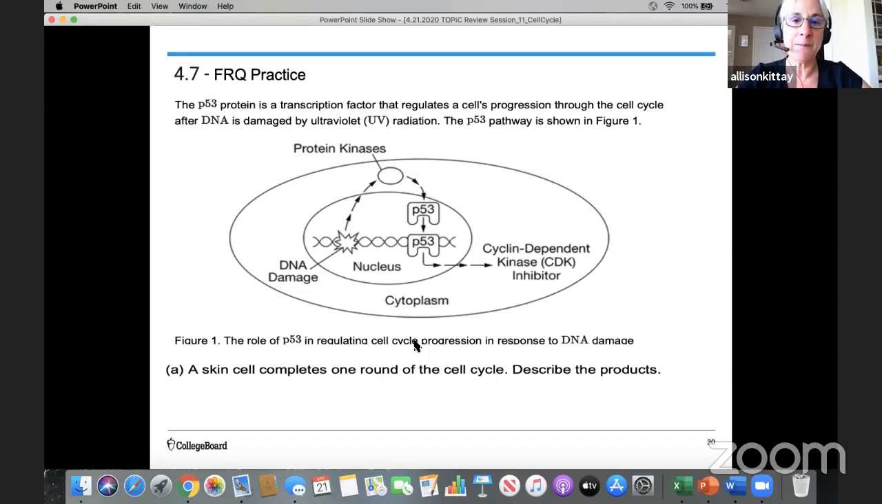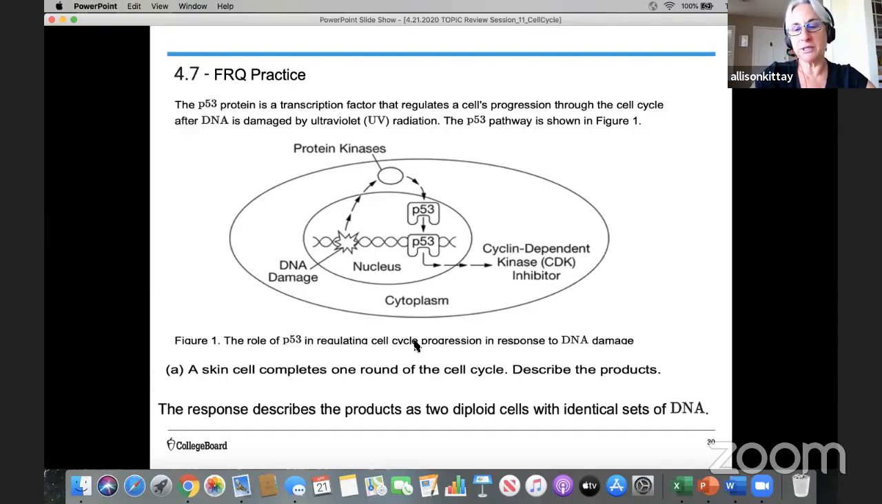inhibitor. Okay, so you are asked first, this is a two-part question, that a skin cell completes one round of the cell cycle. Describe the products. Okay, so it doesn't really have to do with the figure yet. So one round, what's going to happen? The cell divides and you get 2 diploid cells that are identical, 2 genetically identical sets of DNA in each of those 2 diploid cells.